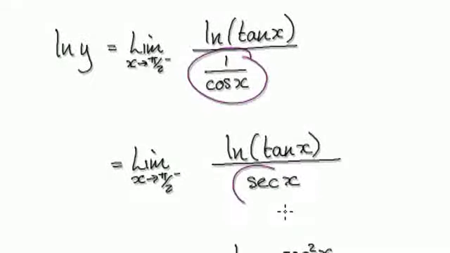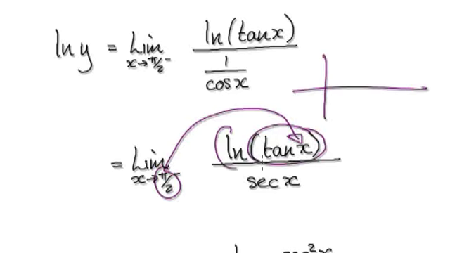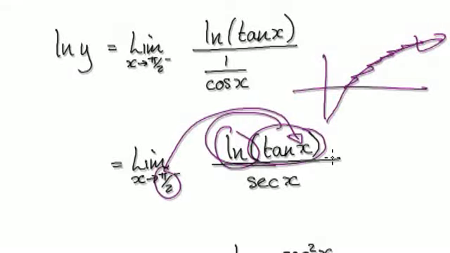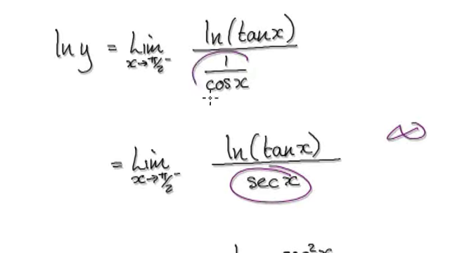Now imagine this thing here as secant of x. So now let's check it. If you put this into here, this is going to head towards positive infinity, and then the natural log, this whole thing here, will head towards infinity. Then secant of x, let's just look at this one.